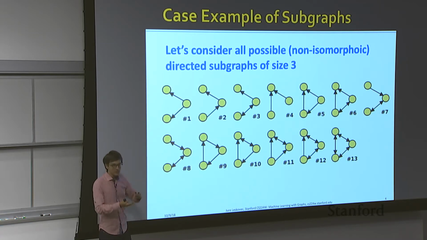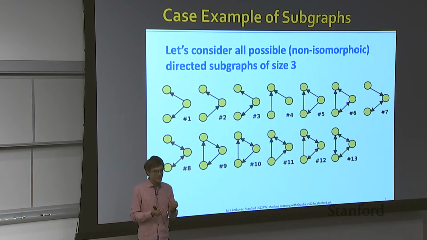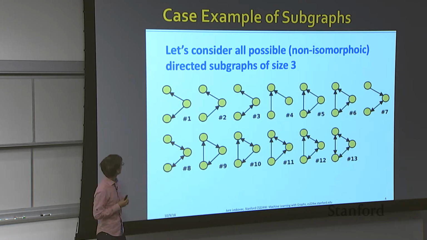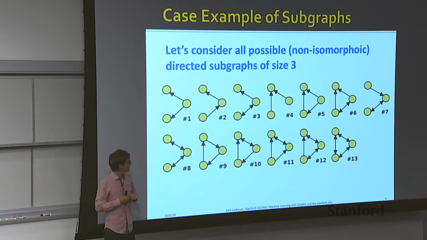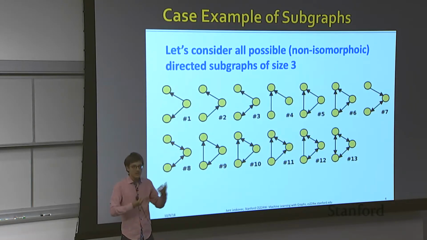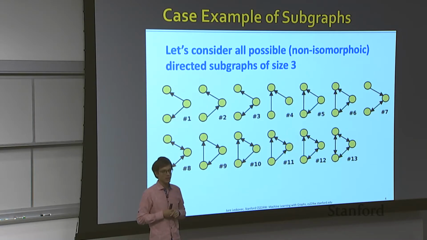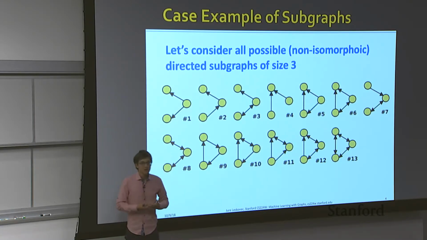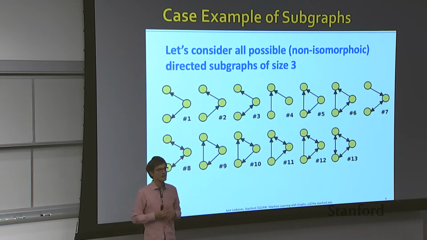And here are all the possible directed graphs on 3 nodes, and there are 13 of them. They are all connected, and they have a different number of edges. They differ in the directions of these edges and how many edges there are. You can see that all these graphs are distinct from each other, which means they are non-isomorphic. And I will give a definition of what isomorphic means.